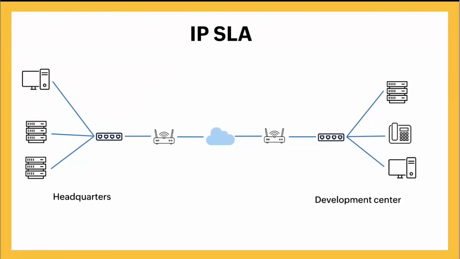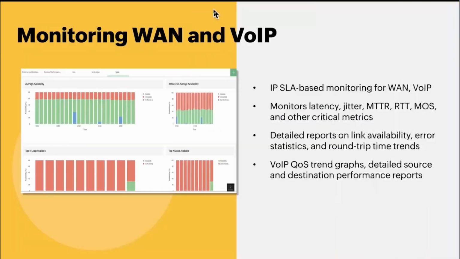Sometimes in such cases, you may face latency issues when you perform a data transfer between the headquarters and the development center. Or let's say when you try to make a voice call, the call can sometimes get disconnected due to huge packet loss. In these cases, you can make use of the IPSLA monitoring feature and monitor the WAN, RTT, and VoIP of your network using OpManager so that you can quickly identify bottlenecks and take corrective measures to fix them. So this brings me to the next topic, which is WAN and VoIP monitoring.